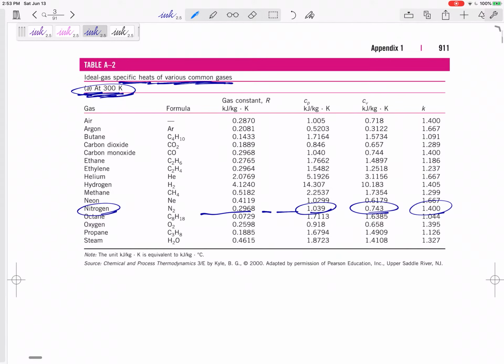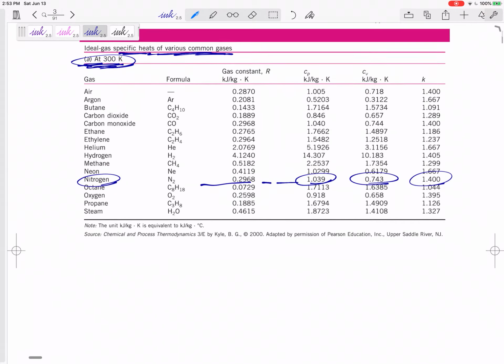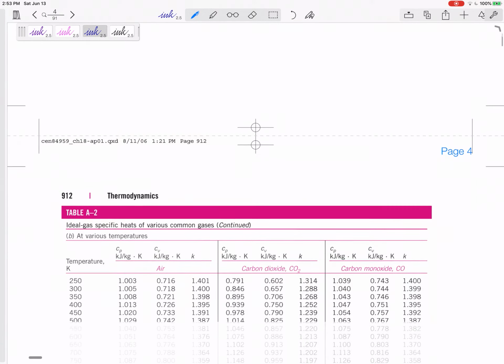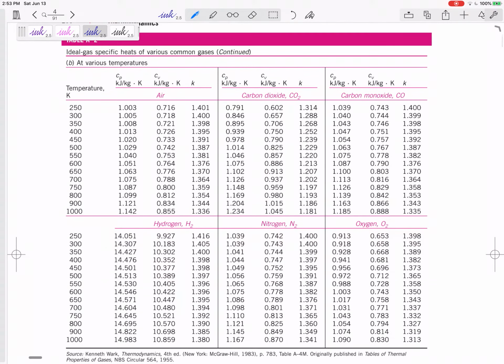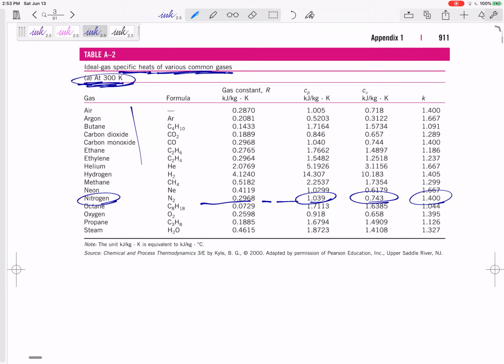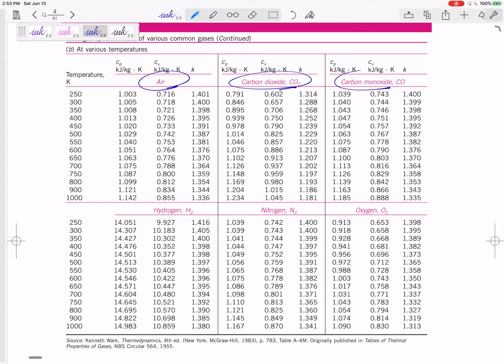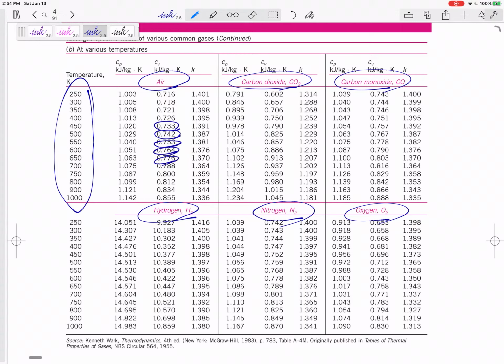Table A is at 300 Kelvin, all right? But what if we're not at 300 Kelvin? Well, then we've got table B, which doesn't have all of these gases, but it does have 6 of them: air, CO2, carbon monoxide, hydrogen, nitrogen. It goes even further and tells you, at these temperatures, see how it's changing a little bit. So you can go to your temperature.